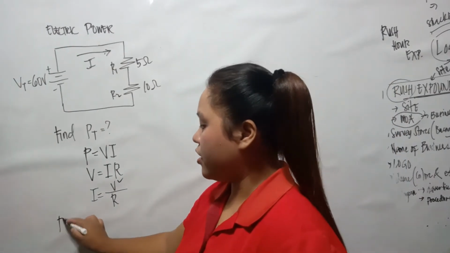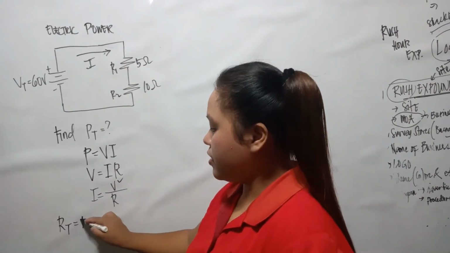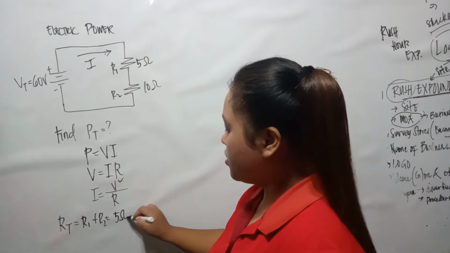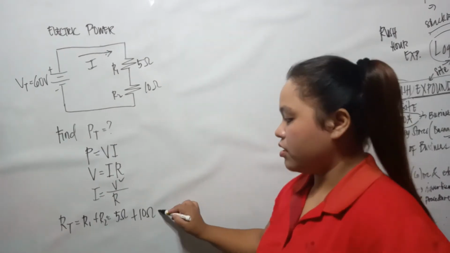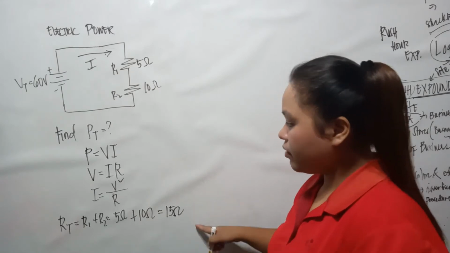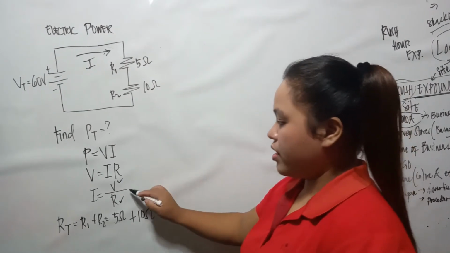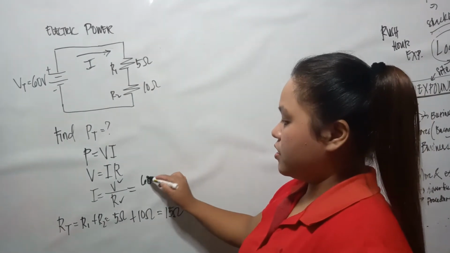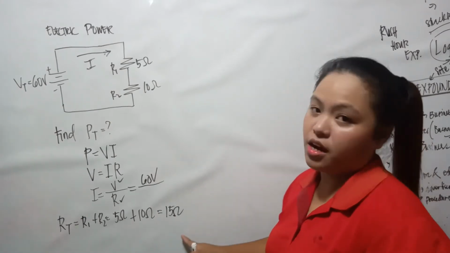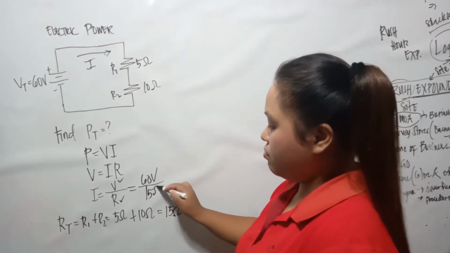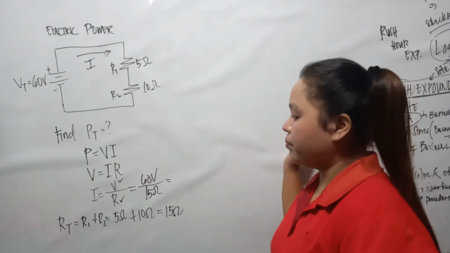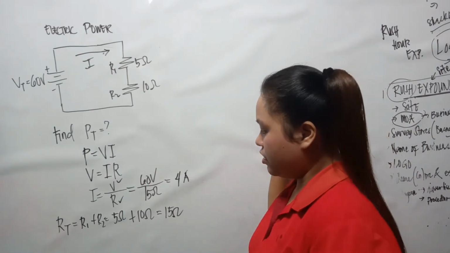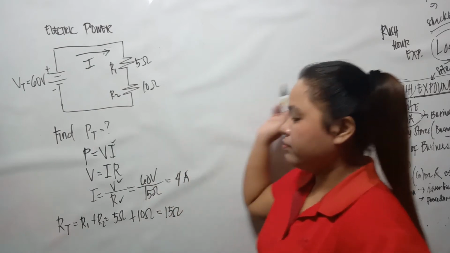R total is equal to R1 plus R2. So we have 5 ohms plus 10 ohms, which is 15 ohms. So we have the R now. We get current equal to voltage, which is 60 volts, over the total resistance, which is 15 ohms. That is equal to 60 divided by 15, so we get 4 amperes. We have the current now, which is 4 amperes.